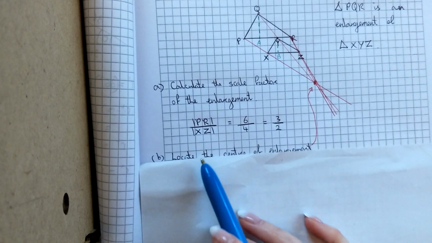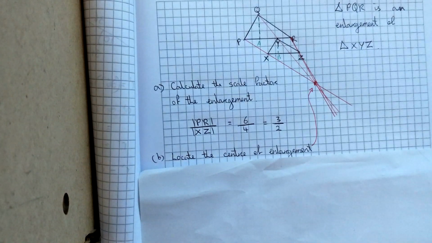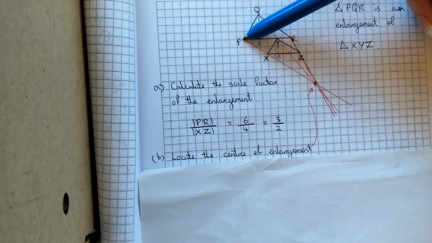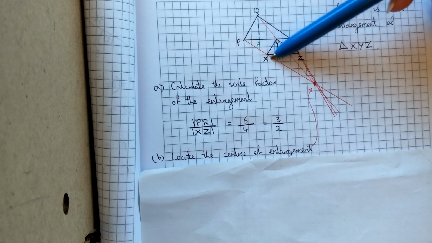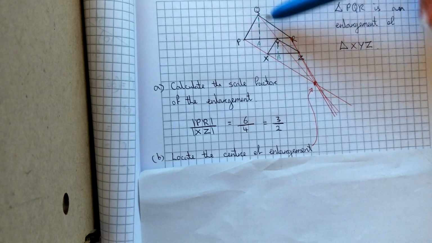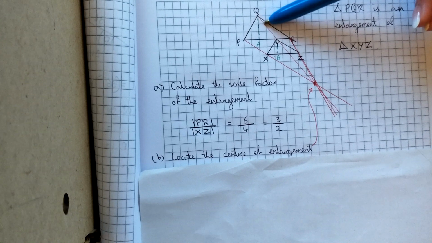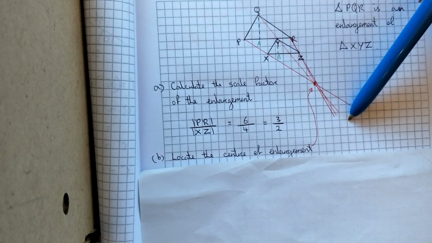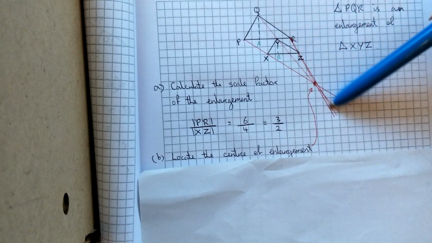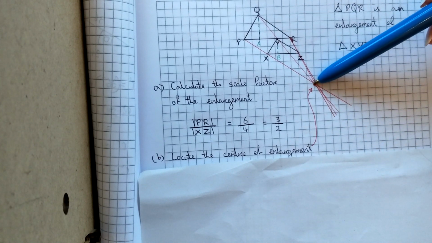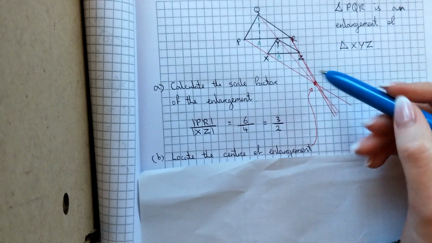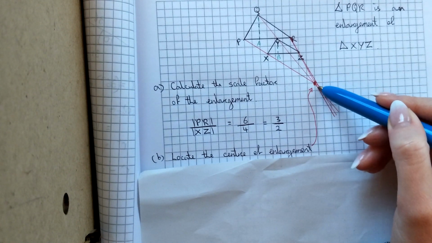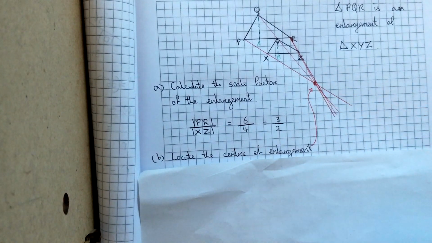Part B then asks for the centre of enlargement. How we do that is we get a ruler and line up our corresponding points, so P to X, and draw a continuous line through there. Same with Q to Y. Keep drawing the lines out until they meet, and same with R to Z. Two lines is enough to find the centre of enlargement, but a third one will just make sure you have it in the right place. I went a little bit off with my RZ, but I went again and got it in.